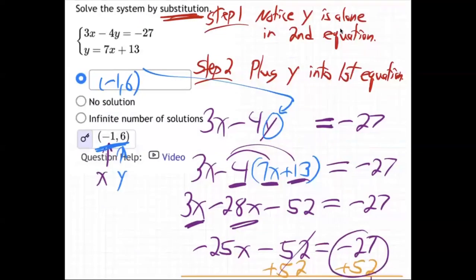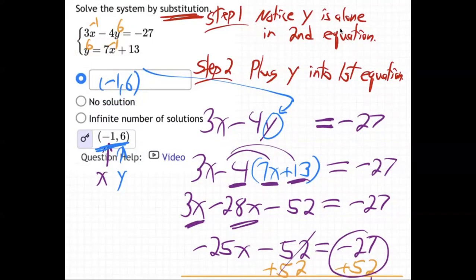By the way, those two answers make the equations true. I want you to see that. So x is -1. If I put -1 in for x everywhere and 6 in for y everywhere, do you see how it makes it true? Makes both equations true. 3 times -1 is -3. Minus 4 times 6, minus 24. -3 minus 24, yeah, that's -27. And 6 equals -1 times 7, -7 plus 13. That's 6. Yeah, see, this is the solution for x and y that makes both equations true at the same time. That's what it means to solve a system. You find the answer that makes both equations true at the same time.